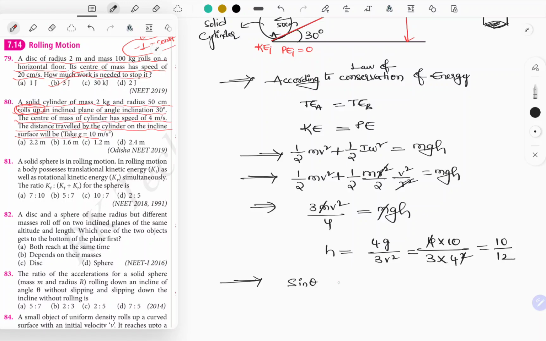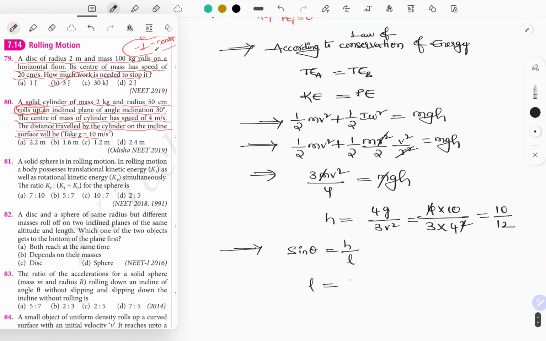Sine theta is equal to opposite by hypotenuse. So L is equal to h by sine theta, where h is 10 by 12, and sine theta is 1 by 2, theta is 30 degrees, right? Sine theta is 1 by 2, so the 2 goes to the numerator. So it is going to be 20 by 12. 4 3s are 12, 4 5s are 20. So 5 by 3 is the answer.